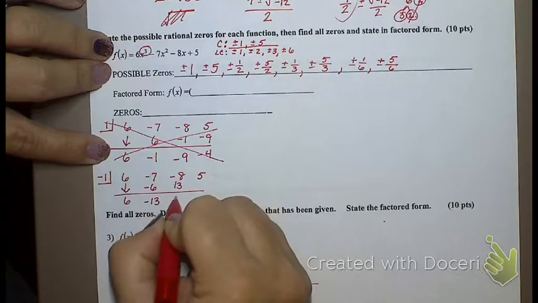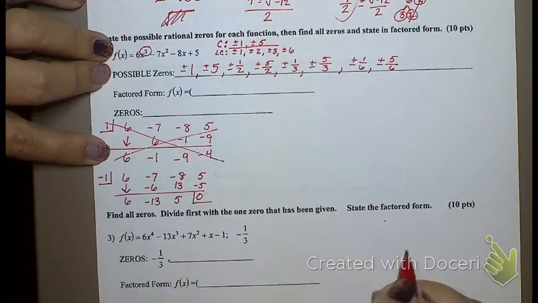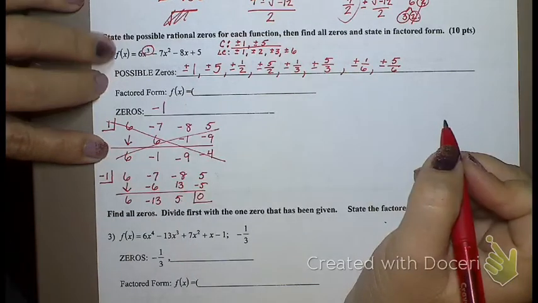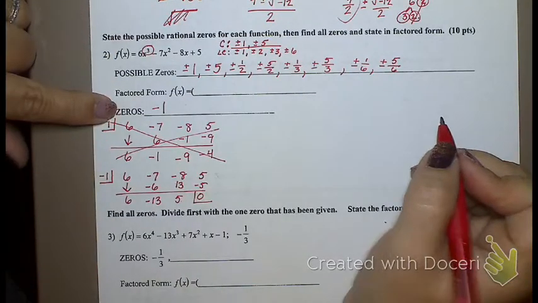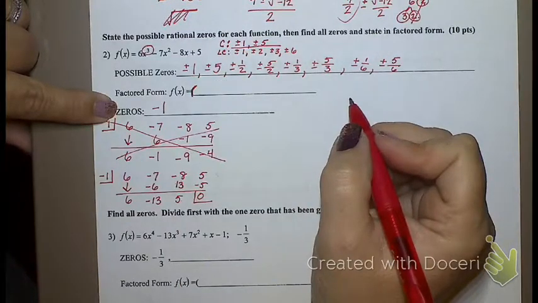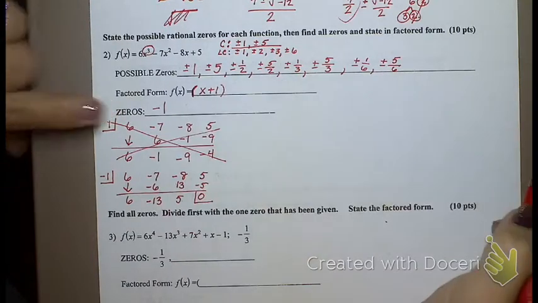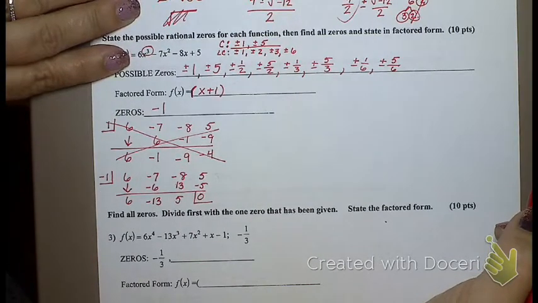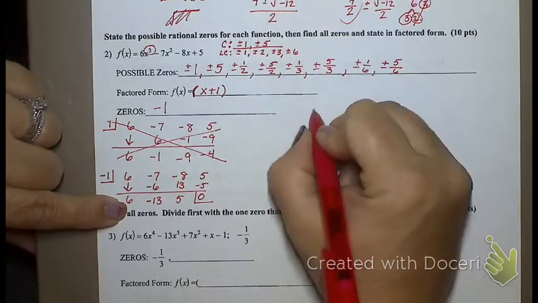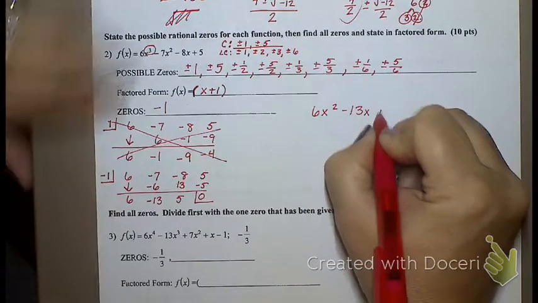+13. +5. -5. 0. There's my first answer, which is -1. I like to go ahead and, while I'm writing the zeros, write the factored form. If -1 is a 0, what did the parentheses look like? X plus 1. Okay, how many more zeros do I need to have? 2 more. So I'm now at 6x squared minus 13x plus 5.